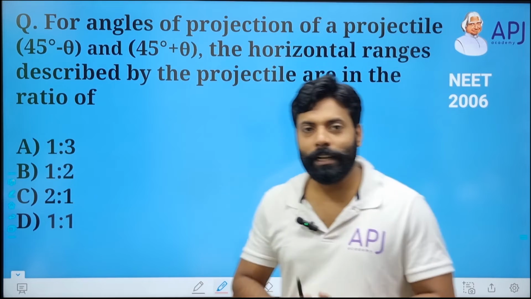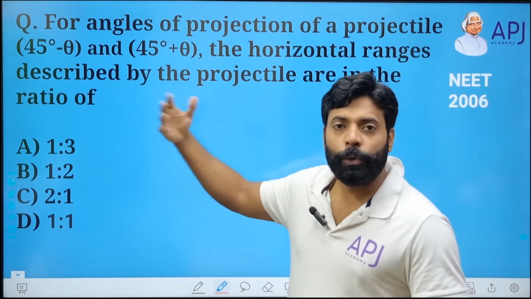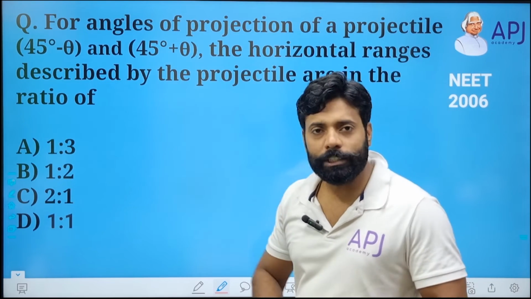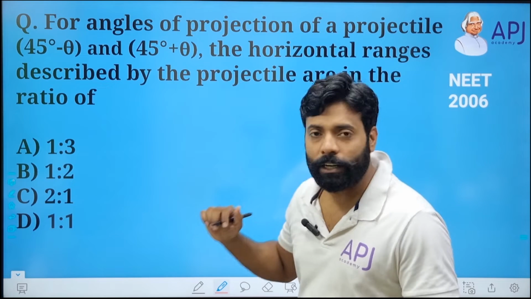Now solve this question. In this question also we are given two angles which are complementary to each other. So how do you know that these angles are complementary?